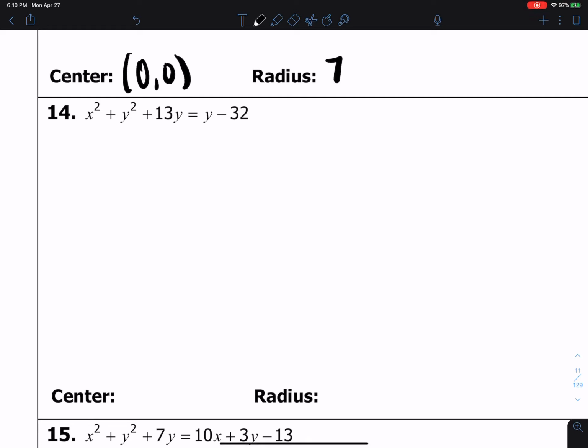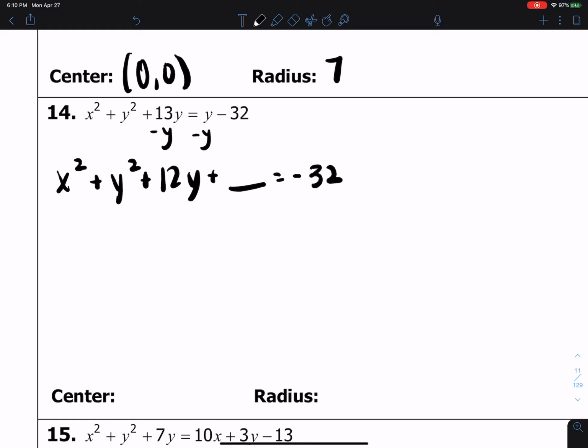Okay, on this one, we need to move this y to the other side. So we have x squared plus y squared plus 12y plus blank equals negative 32. So this is where we're going to complete the square. I'm going to draw this over on the other side. And I know that other people explain it differently. So if that makes more sense to you, just use the method that makes the most sense. But this is the way that we did it in class.